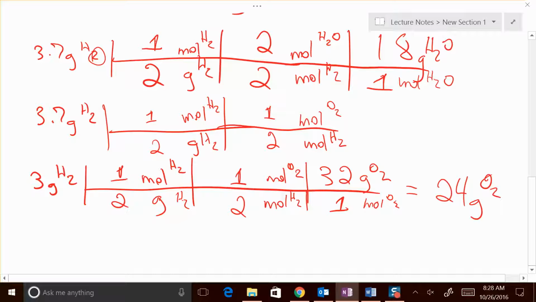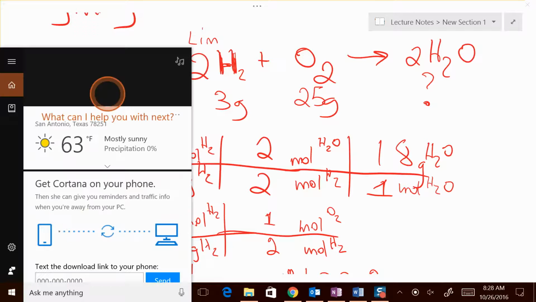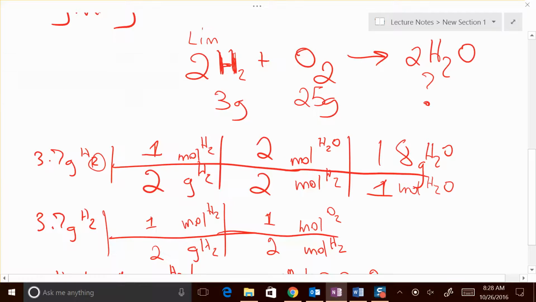So, if I have 3 grams of H2, how much oxygen would react with it? 24 grams. Do I have 24 grams? Yes, I have more than that, right? I have 25 grams. So what does that mean? Which one's limiting? Okay, so this one is limiting. That one is excess, right?